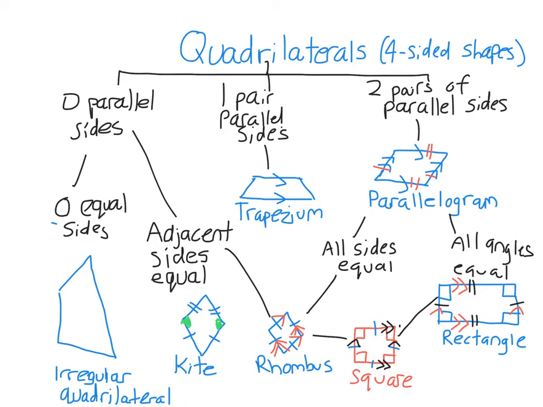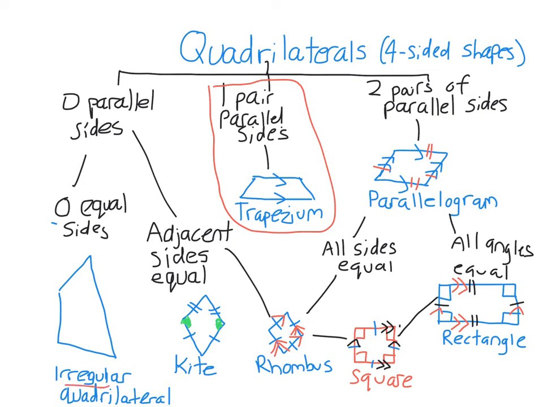We can firstly classify quadrilaterals according to whether they have 0, 1, or 2 pairs of parallel sides. If it has 1 pair of parallel sides, that's simple. It is a trapezium. If it has no pairs of parallel sides, if it has no equal sides as well, so no parallel, no sides equal, then it's an irregular quadrilateral.